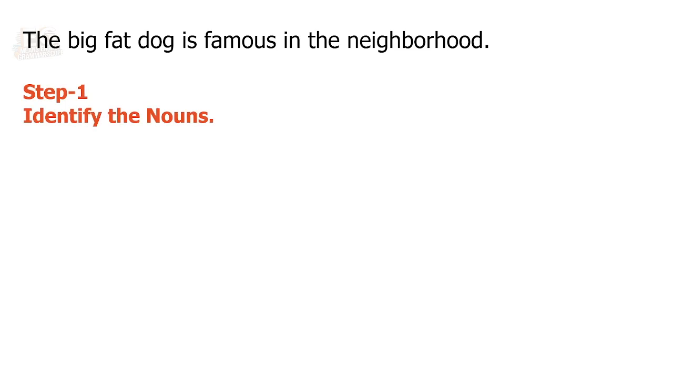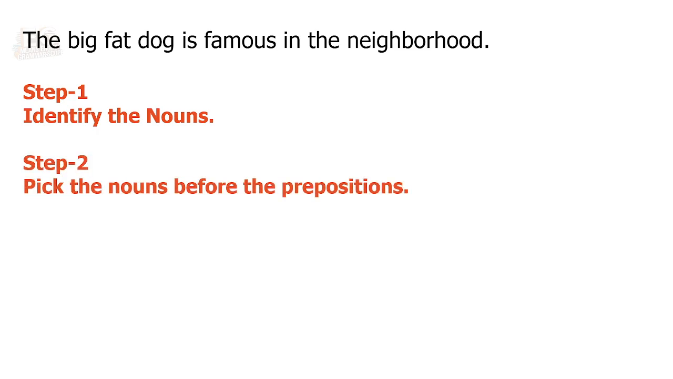Let us see. Step 1: identify the nouns. You need to find the nouns in a sentence. In this sentence, we have two nouns, dog and neighborhood. Step 2: pick the noun before the preposition. You have to pick the noun which is before a preposition. If you look carefully, you will notice that the noun dog appears before the preposition in. So the head noun is dog here.